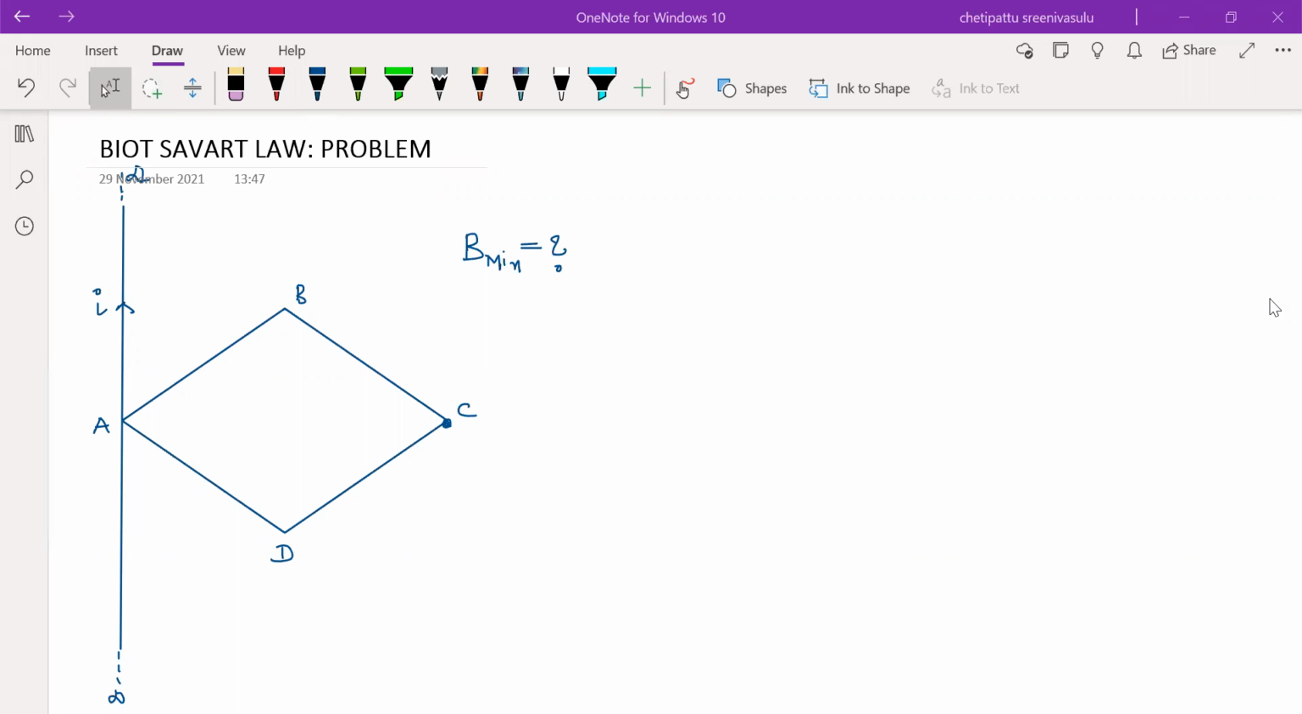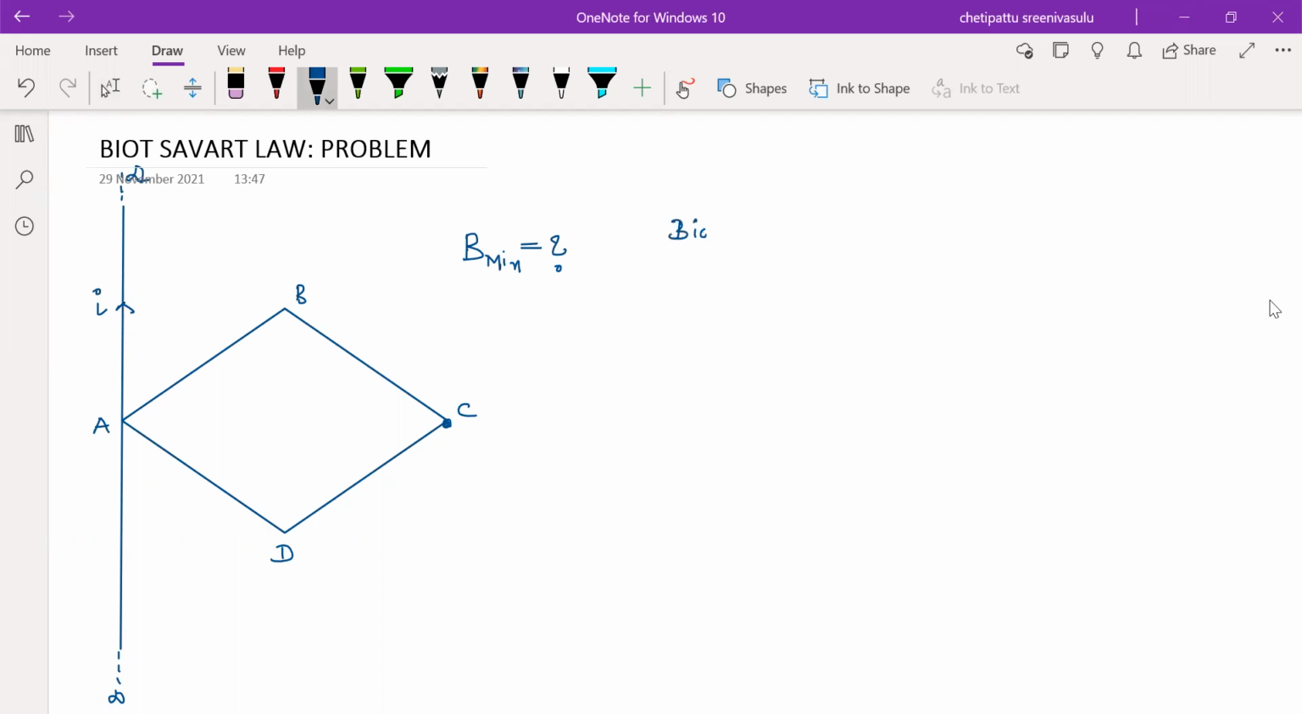What is the minimum magnetic field due to this current carrying conductor produces? Where does it produce? On this square loop. That is the question. On this square loop, where can it produce the minimum magnetic field? So nearest it produces the maximum magnetic field, because of Biot-Savart's law.